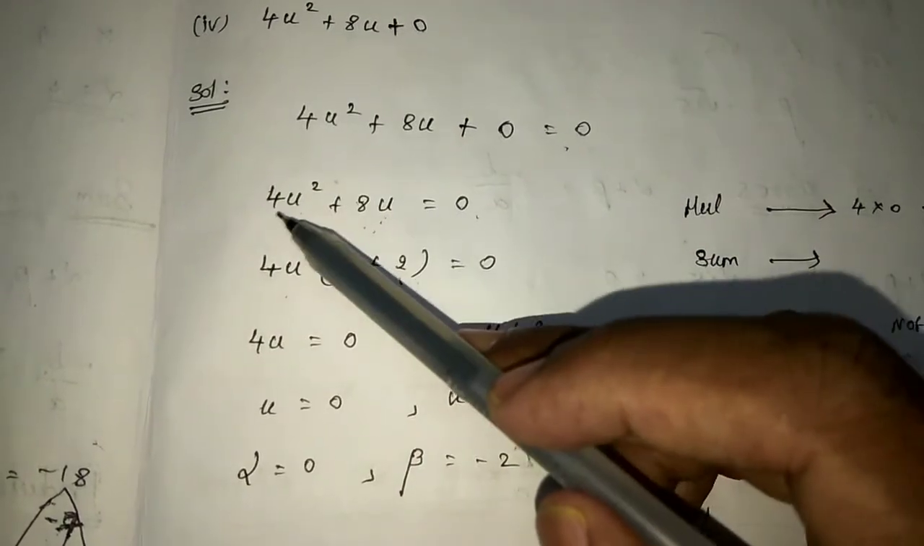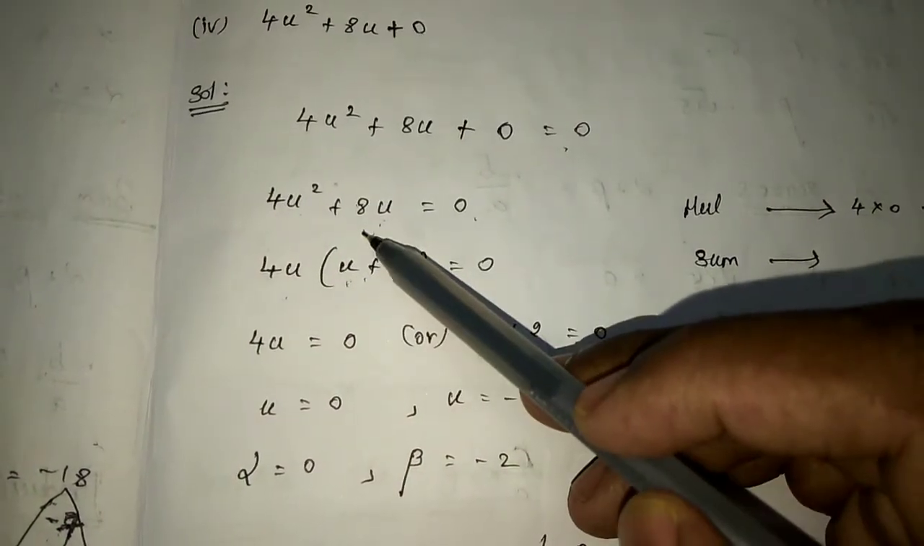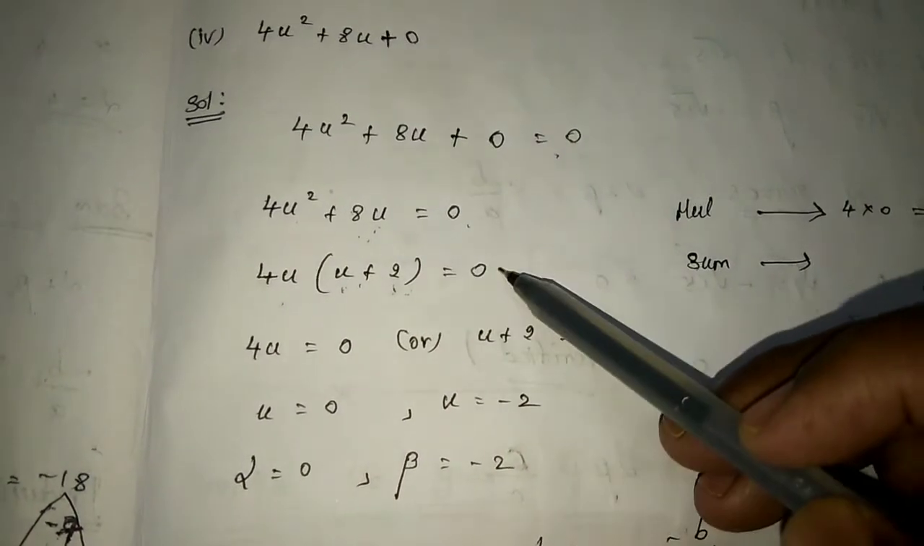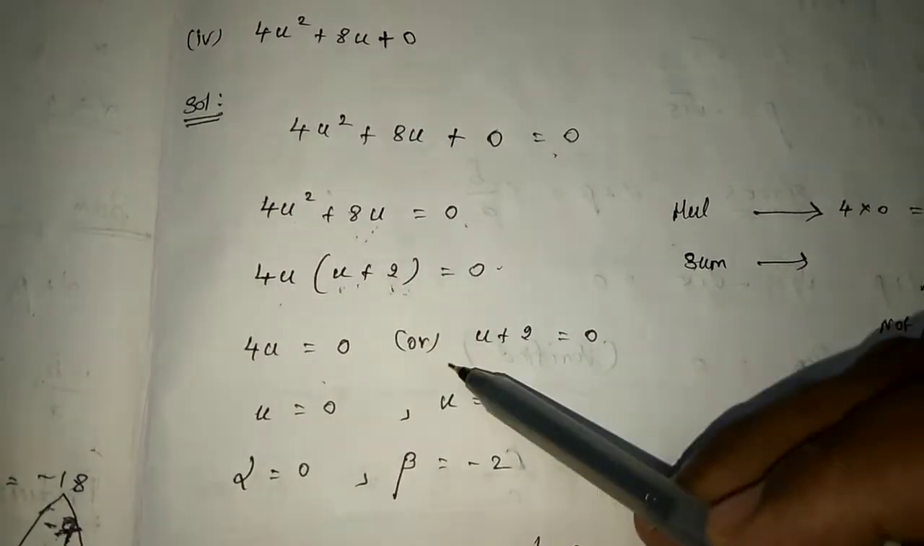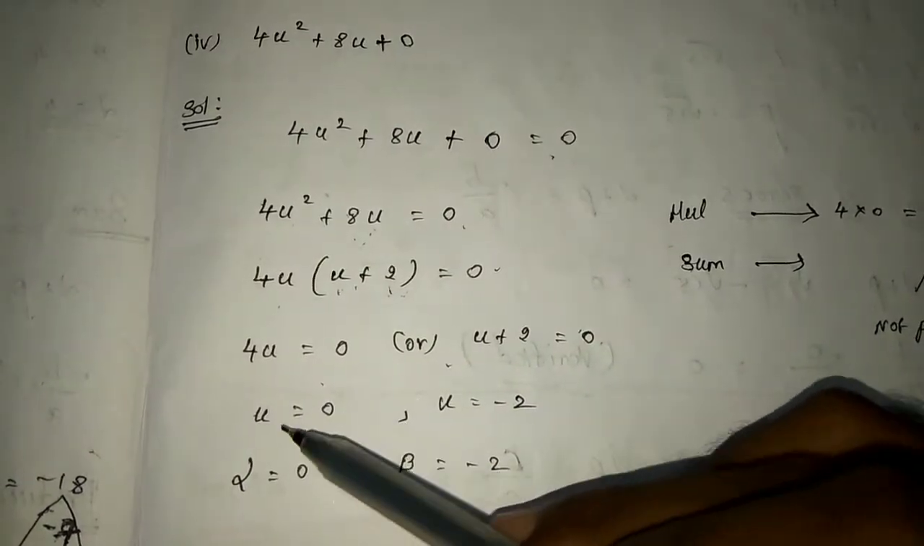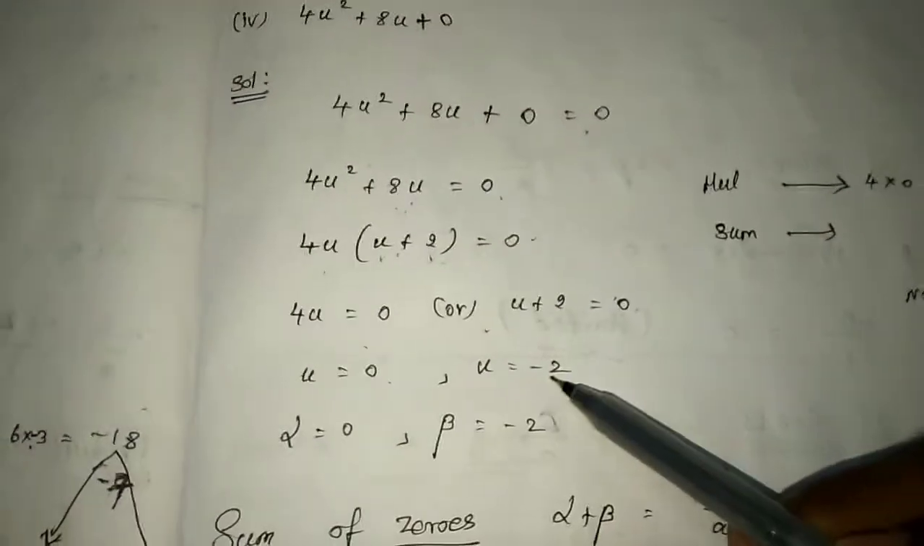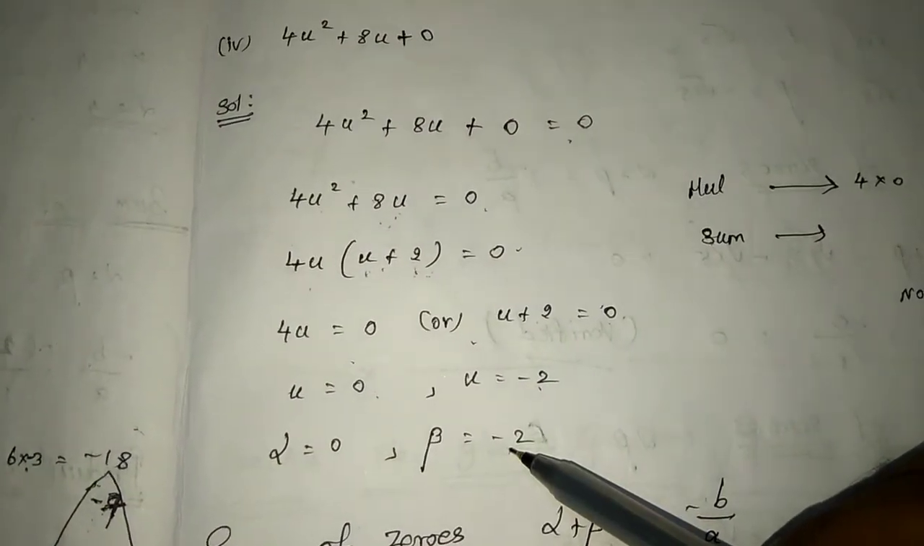When you take 4u from this term, the remaining is u. Next, when you take 4u from this, the remaining is 2. So u plus 2 equal to 0. Now 4u equal to 0 and u plus 2 equal to 0. So 4u equal to 0, that is u is equal to 0. u plus 2 is equal to 0, so u is equal to minus 2. So alpha is equal to 0, beta is equal to minus 2.